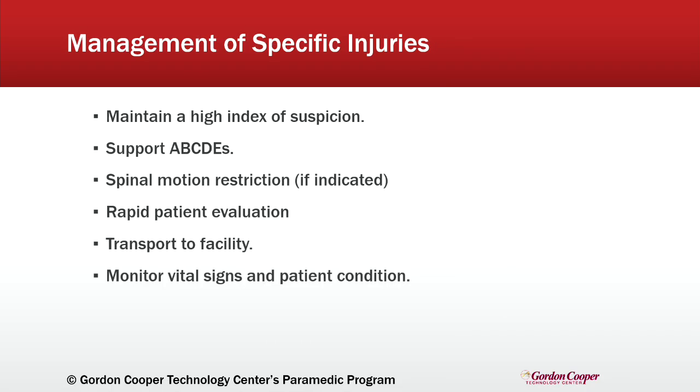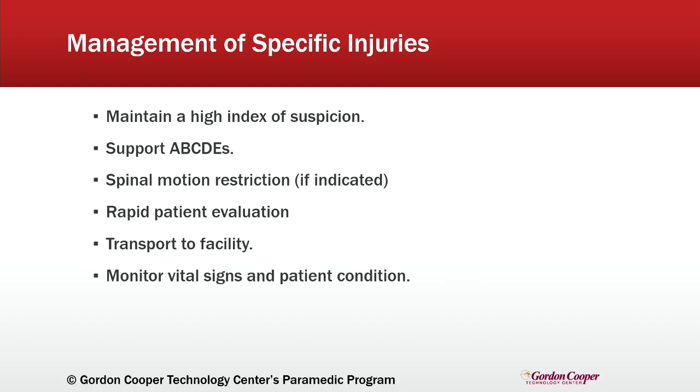You should maintain a high index of suspicion for internal abdominal damage whenever the mechanism of injury suggests it. Patient management is going to include supporting ABCs, restricting spinal movement as needed, performing a rapid patient evaluation, and transporting them to an appropriate receiving facility, as well as monitoring the patient's vital signs and their overall condition for changes that may be happening.